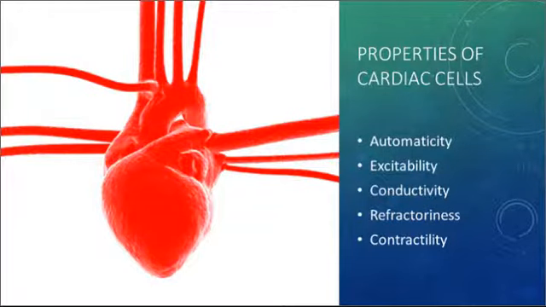Automaticity is how the pacemaker cells, not all the cardiac cells, but the pacemaker cells can automatically initiate an electrical impulse. Excitability is how these pacemaker cells respond to stimulus. Conductivity is sending the impulse from cell to cell. Refractoriness is absolute or supernormal, where it cannot depolarize during that T wave. Okay.